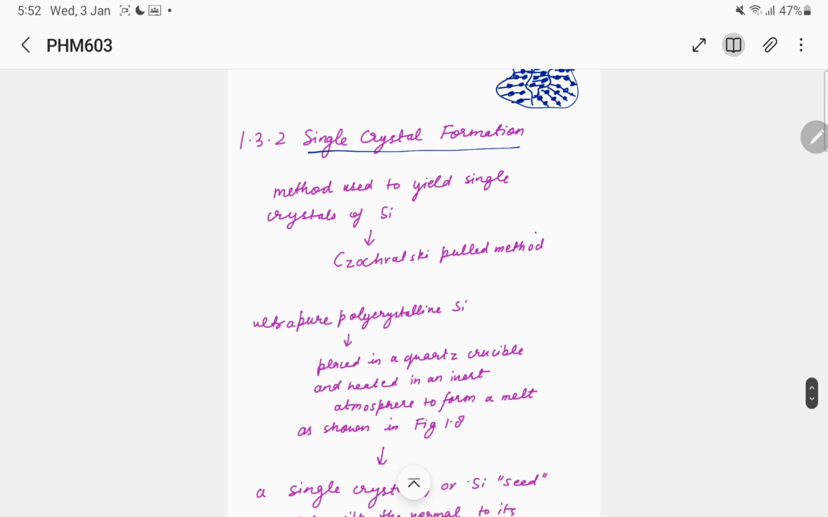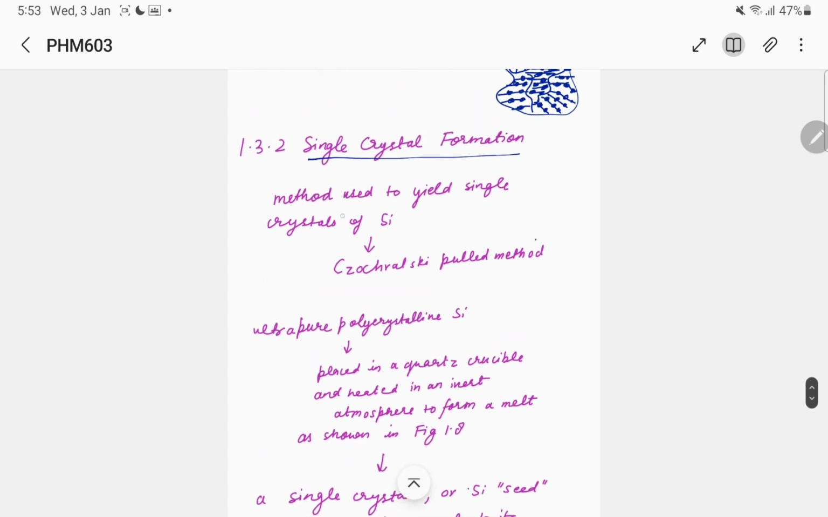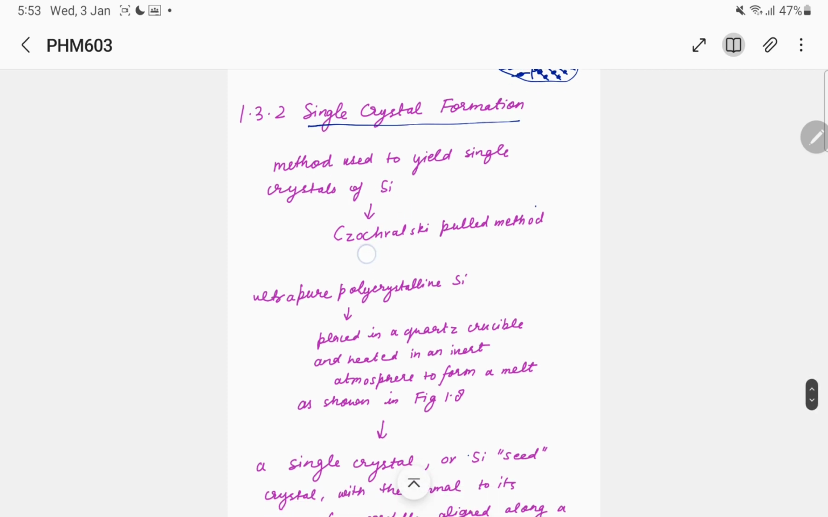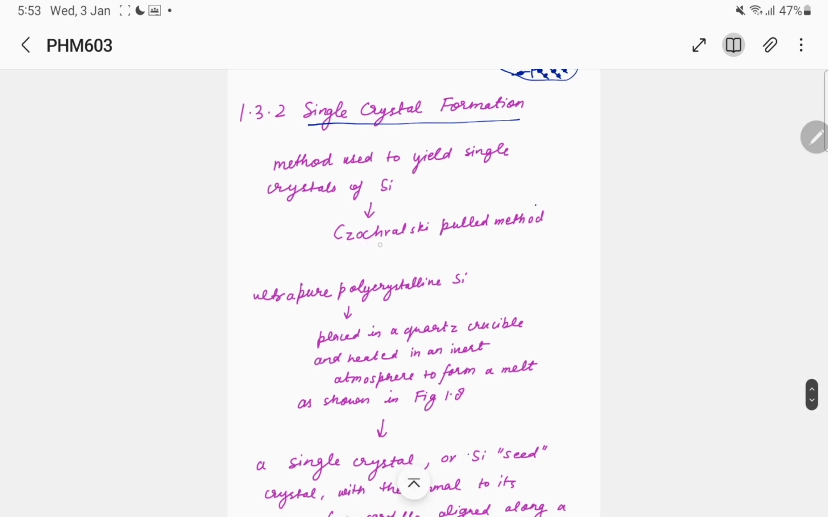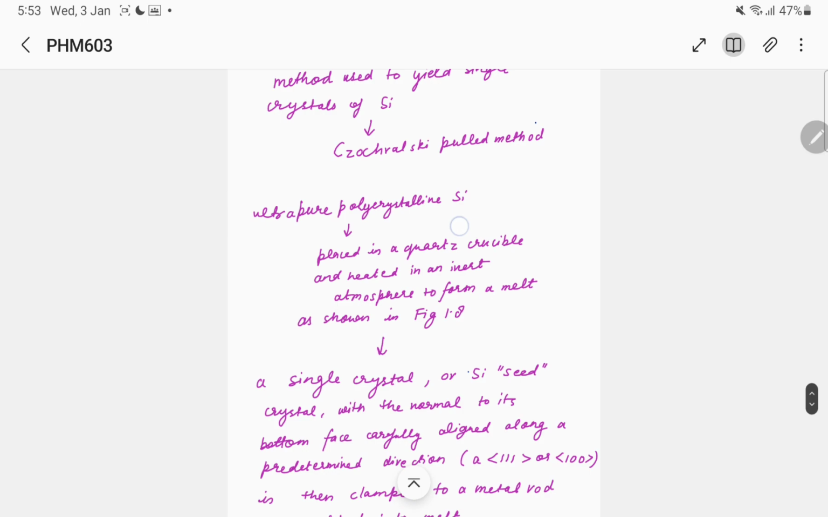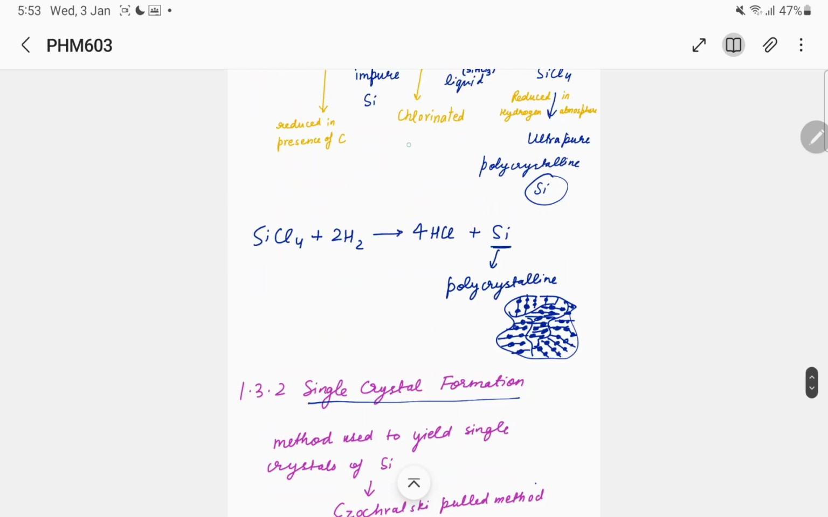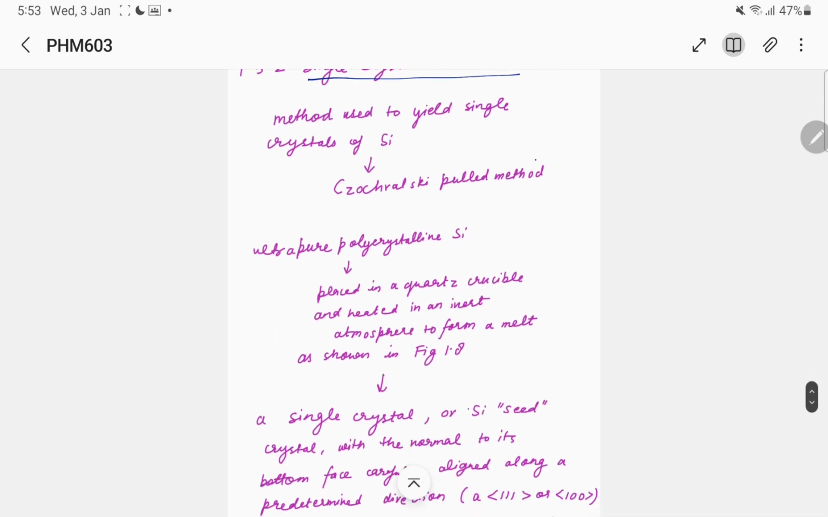For this, the book has a very nice diagram in which you can see this whole process happening. The method we use to yield single crystalline silicon is called the Czochralski method. My pronunciation might be wrong, so please look into that. Using this method, we have found this ultra pure polycrystalline silicon.